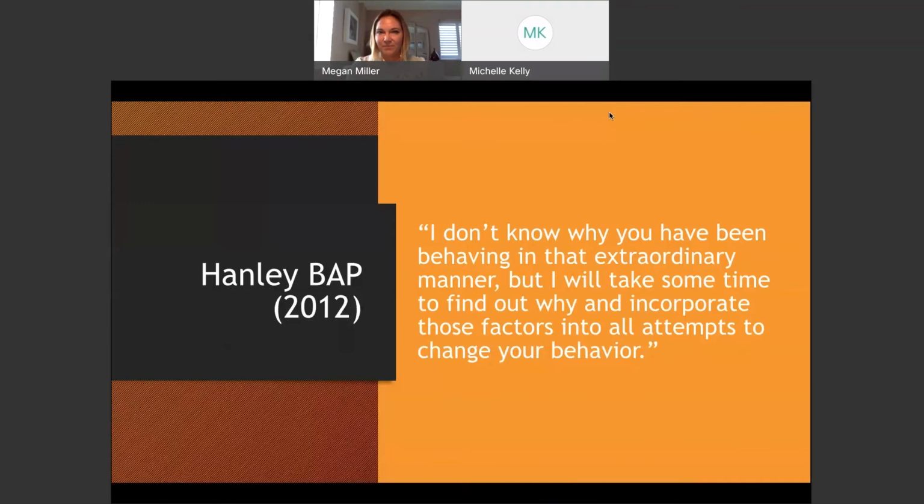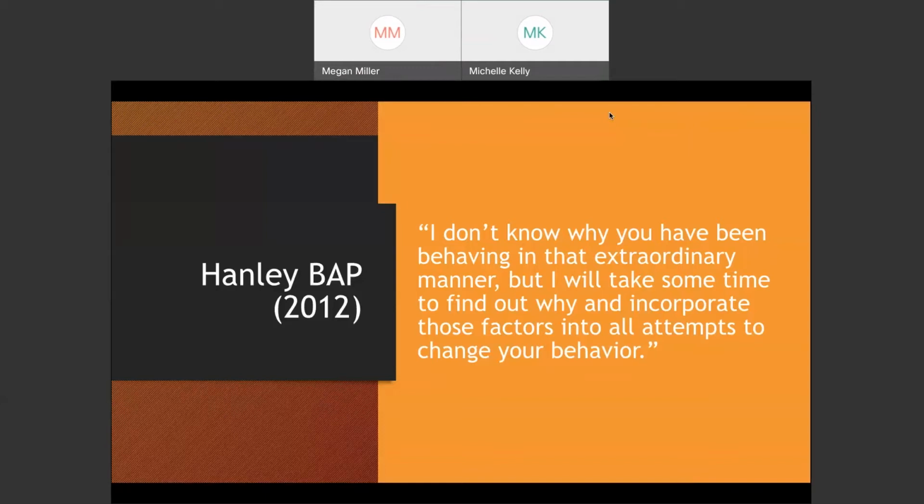So this is a quote from an article that Dr. Hanley wrote in Behavior Analysis in Practice in 2012. I highly recommend reading it. If you haven't, the reference to it is on one of the last slides. It says, I don't know why you have been behaving in that extraordinary manner, but I will take some time to find out why and incorporate those factors into all attempts to change your behavior.